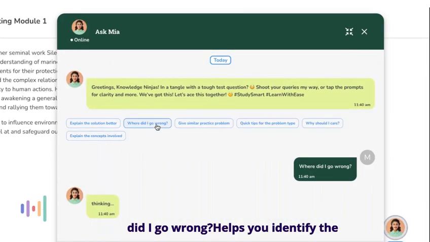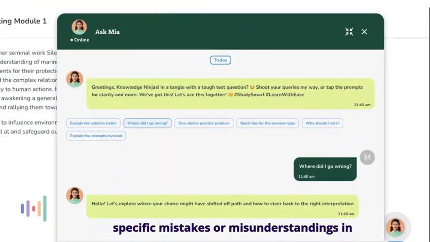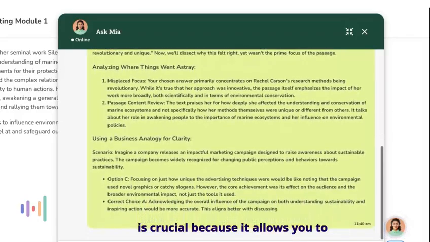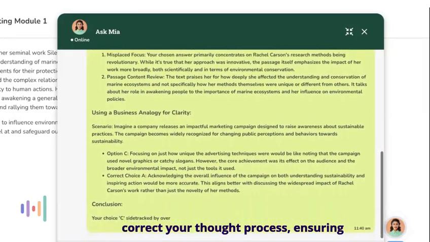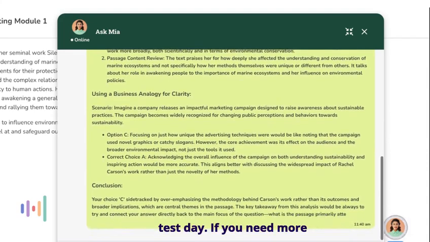Next, Where Did I Go Wrong helps you identify the specific mistakes or misunderstanding in your answer. This pinpointing of errors is crucial because it allows you to correct your thought process, ensuring you don't repeat the same mistake on the test day.